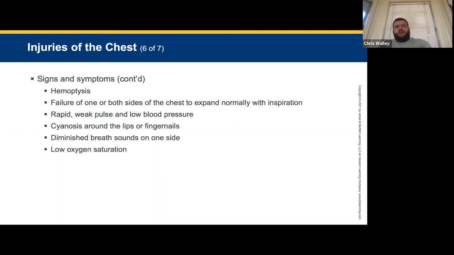Let's see here. Low oxygen stats. That's going to be indicative because they can't breathe. Well, you want to know why they can't breathe. So you're going to use all your tools, and your tools are going to show you, hey, he's having trouble breathing. So diminished breath sounds on one side. You may have hemopneumothorax or collapsed lung. Cyanosis around the fingers or lips. These are going to turn blue.